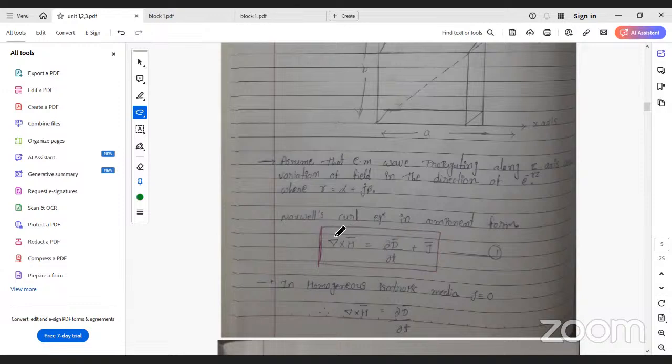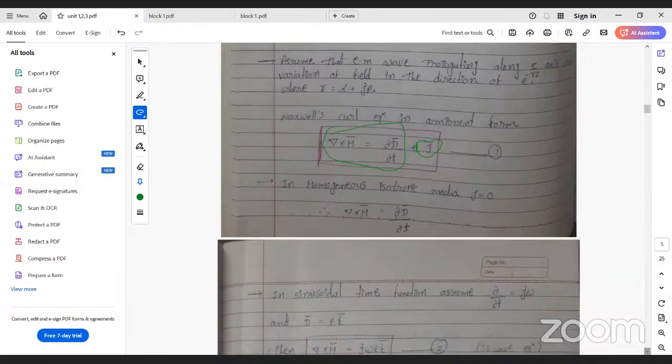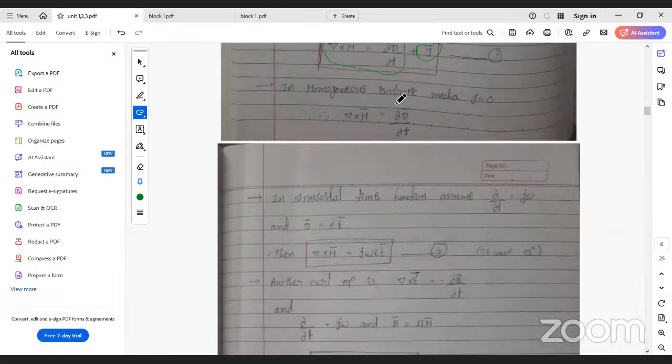What is del cross H? Del cross H equals dou D by dou t plus J. Here I am considering a homogeneous medium, so J equals 0. If I substitute J equal to 0, del cross H equals dou D by dou t. Same way, I am substituting dou by dou t equal to j omega. Now substitute in this equation, and take D as epsilon E.